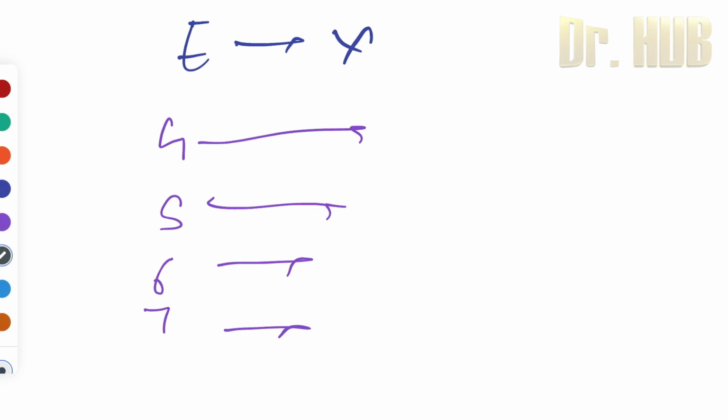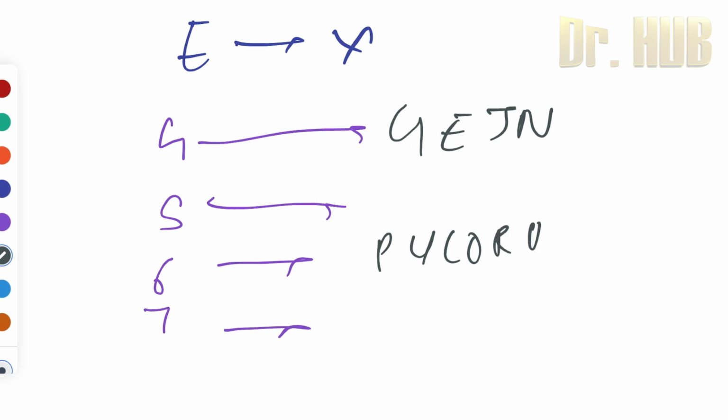So the 40 cm is where there is the GE junction. The 50 is where there is the body of the stomach. The 60 is where there is the pylorus. And the 70 is where there is the duodenum.